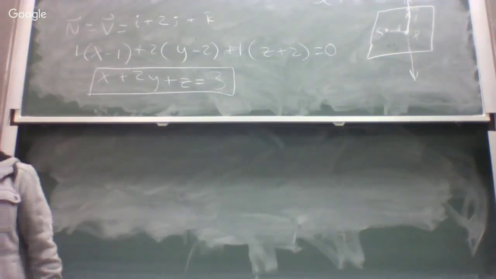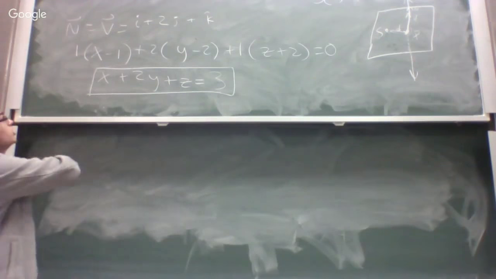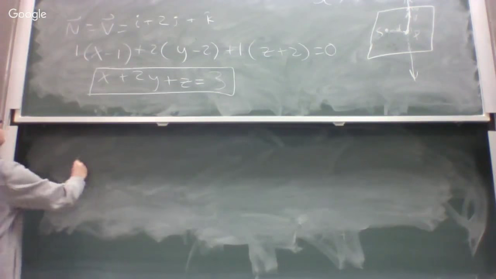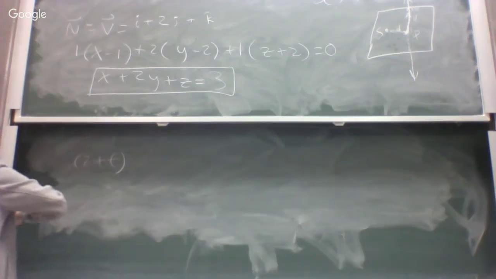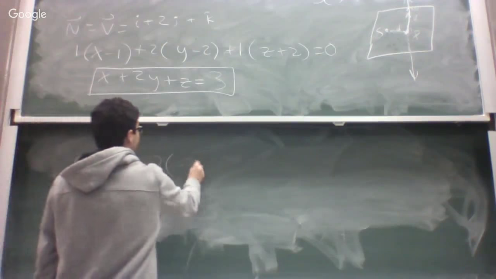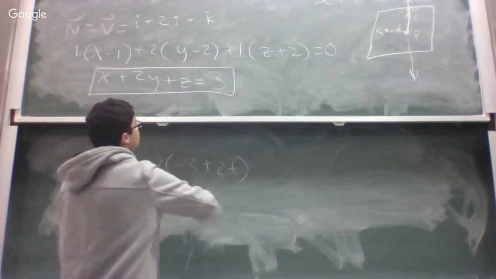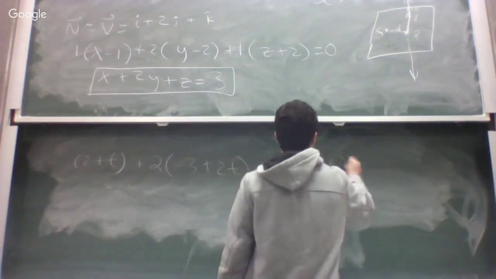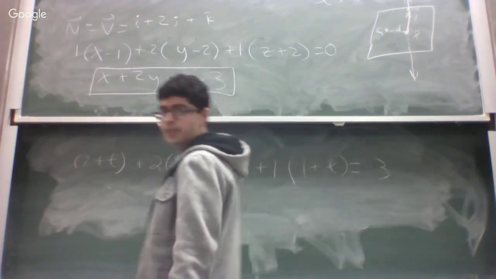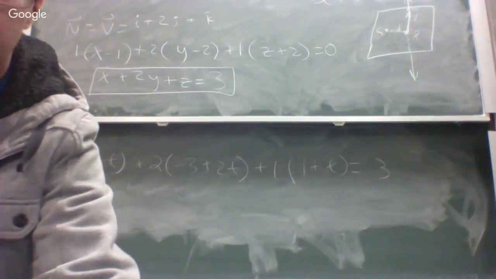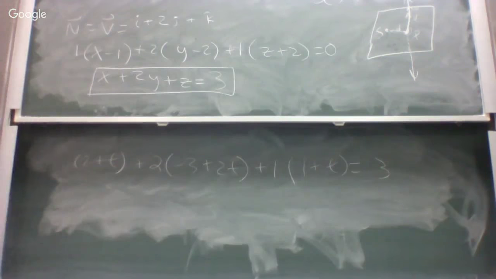Okay? So we have the equation for the line and the equation for the plane, and we just sub it in. So we have 2 plus t, which is for x, plus 2 times y, and y we know is -3 plus 2t, plus 1 times z, which is 1 plus t, equal to 3. Any questions on that?